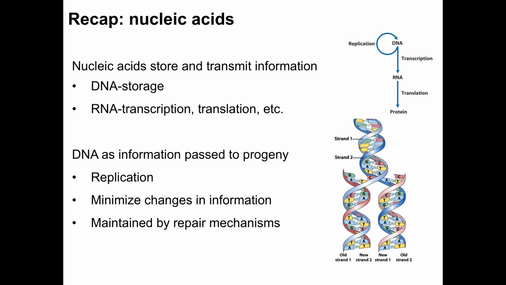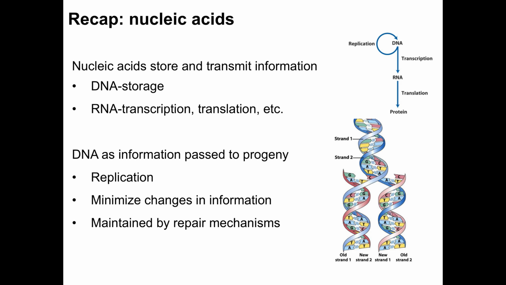DNA, or deoxyribonucleic acid, serves as the long-term storage of genetic information. The sequence of DNA encodes the instructions needed to build and maintain an organism. This information is passed from one generation to the next, making DNA the molecular basis of heredity. To preserve this information, DNA undergoes replication, a highly accurate process in which the DNA molecule is copied before cell division. This ensures that each daughter cell, or each offspring, receives essentially the same genetic instructions.